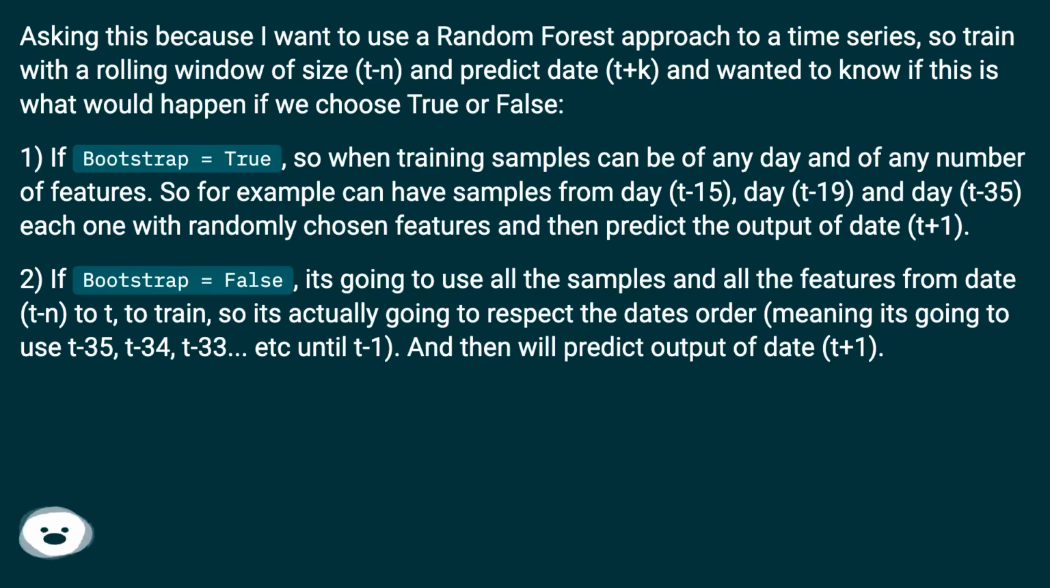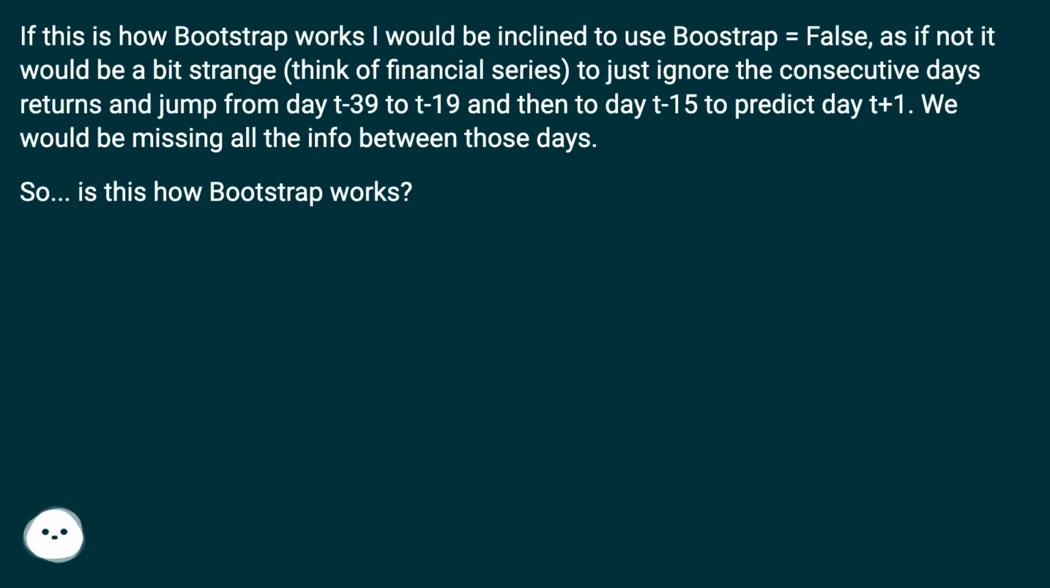2. If bootstrap equals false, it's going to use all the samples and all the features from date t minus n to t to train, so it's actually going to respect the date's order, meaning it's going to use t35, t34, t33, etc. until t1, and then predict the output of date t plus 1. If this is how bootstrap works, I would be inclined to use bootstrap equals false, as otherwise it would be a bit strange, think of financial series, to just ignore the consecutive days' returns and jump from day t39 to t19, and then to day t15 to predict day t plus 1. We would be missing all the info between those days. So is this how bootstrap works?